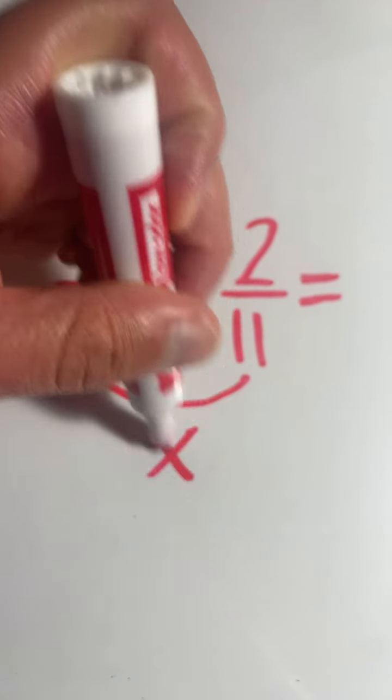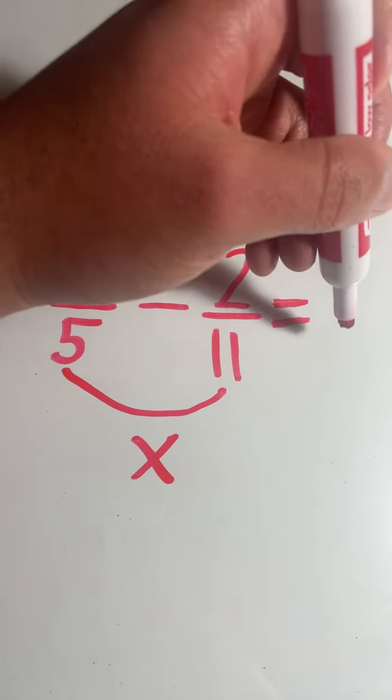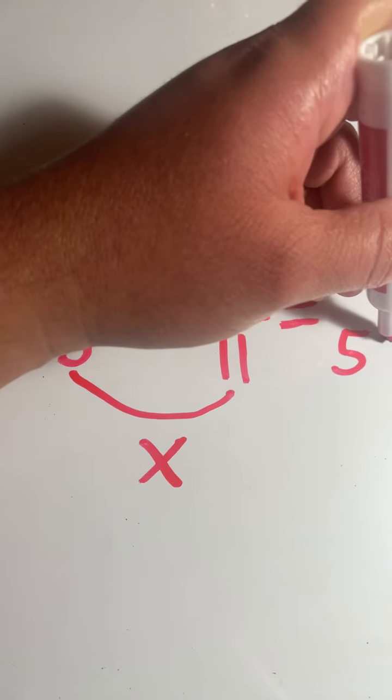So step one, I'm going to multiply 5 times 11. 5 times 11 equals 55.